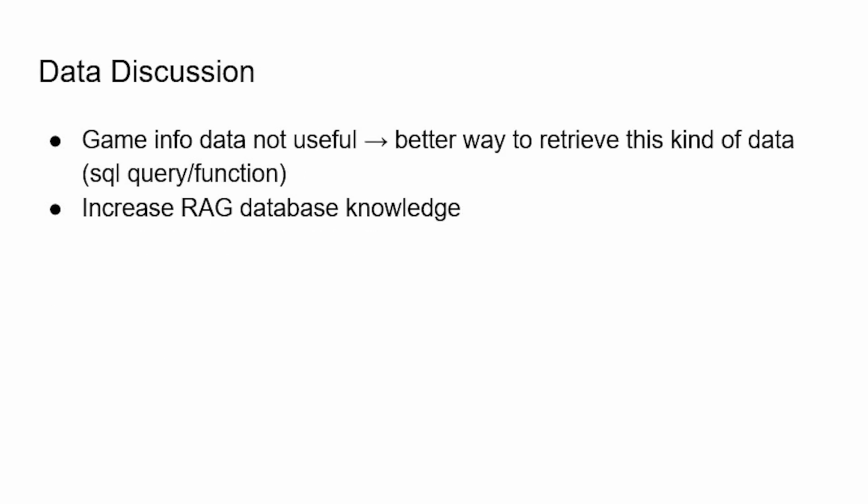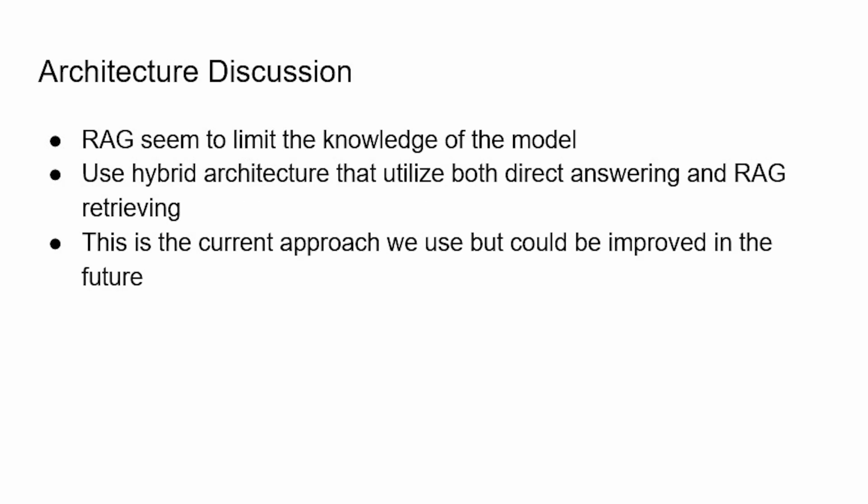However, sometimes the game info RAG is not useful enough. We need to find a better way to retrieve this kind of data, maybe implement agent function calling or use SQL query. And we also want to increase the RAG database from YouTube or other sources. And the RAG seems to limit the knowledge of the model. So we need this kind of hybrid architecture for both direct answering and RAG.